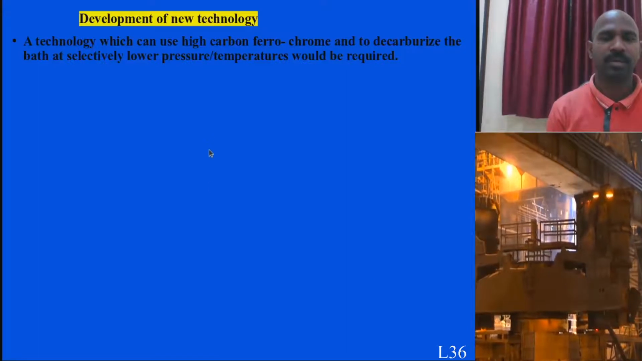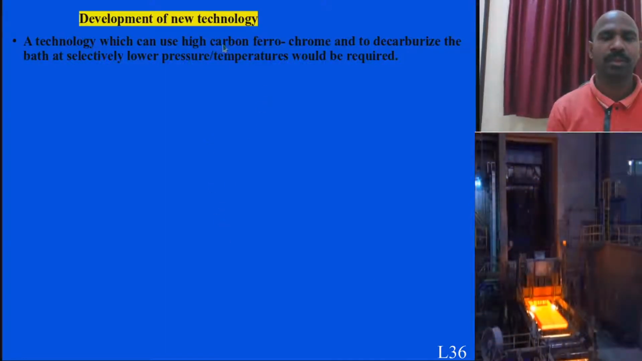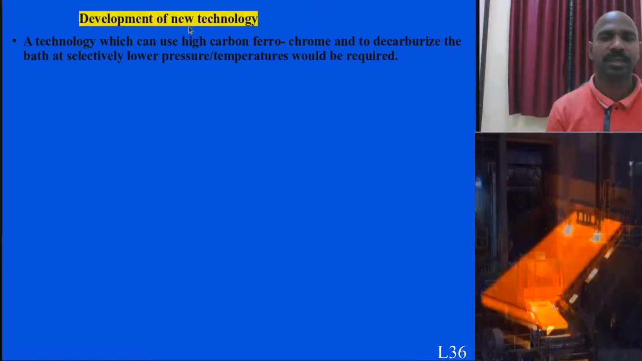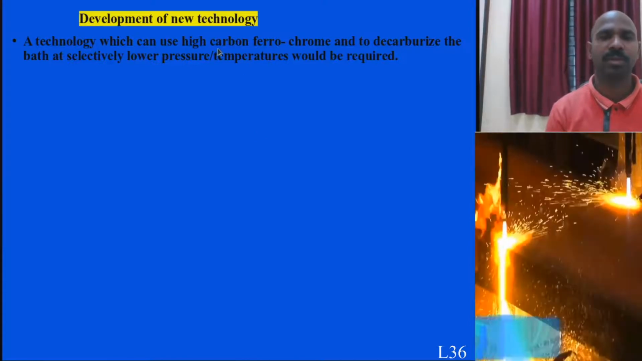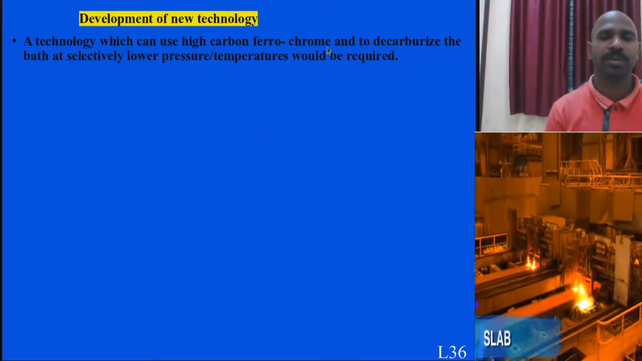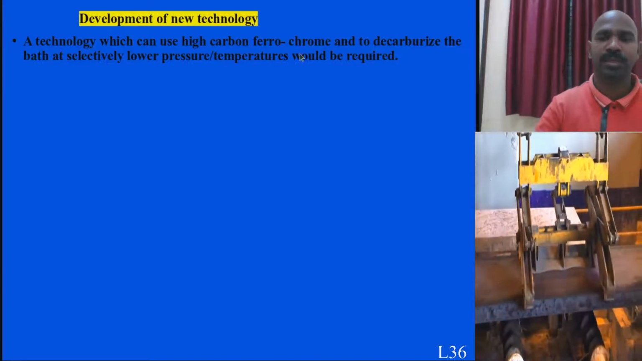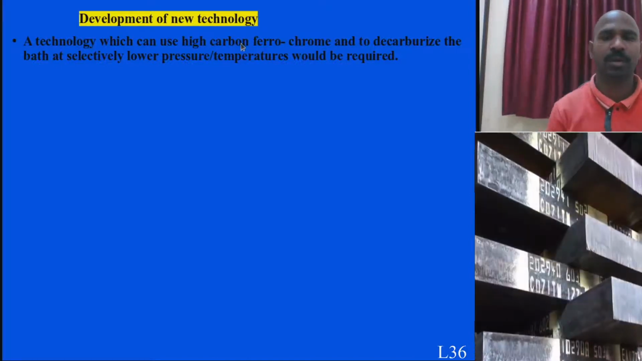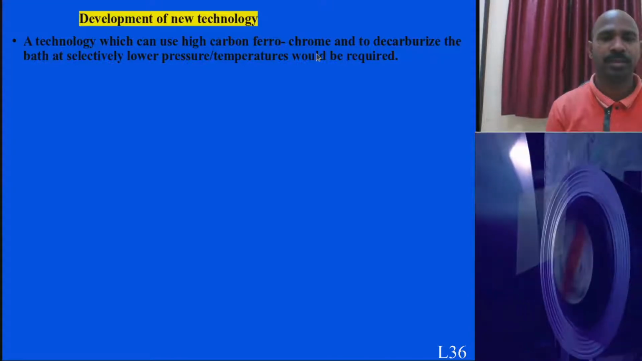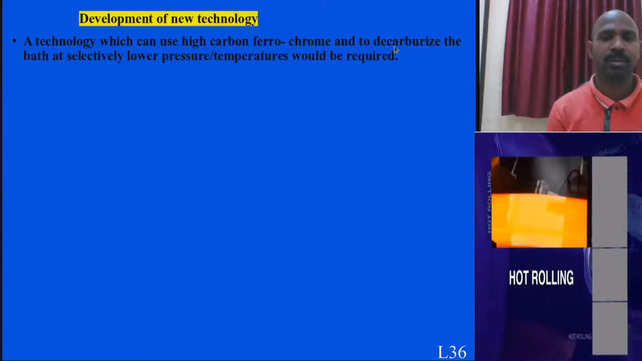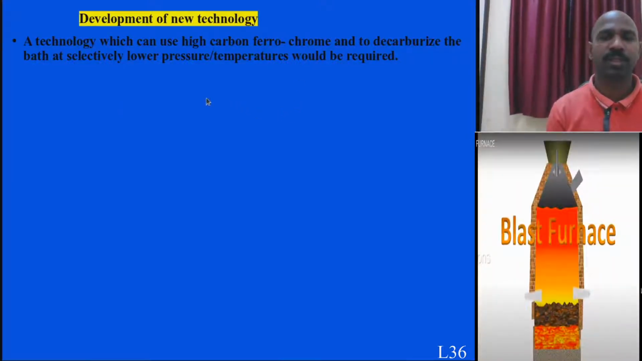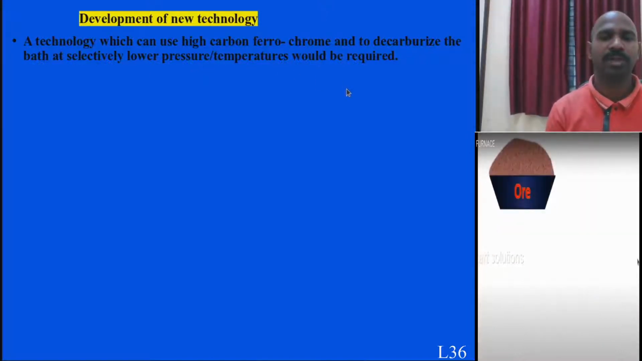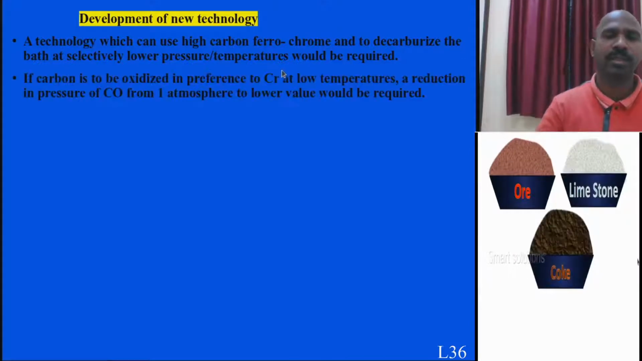For the production of stainless steel, you need high carbon. You usually take it either from the scrap or from the primary steel making route. The carbon content is very high, and ferrochrome, when you are adding the alloying additions, also brings high carbon content. It means that you need to decarbonize and you need to recover back the chromium. For that you need very low pressure and temperature.